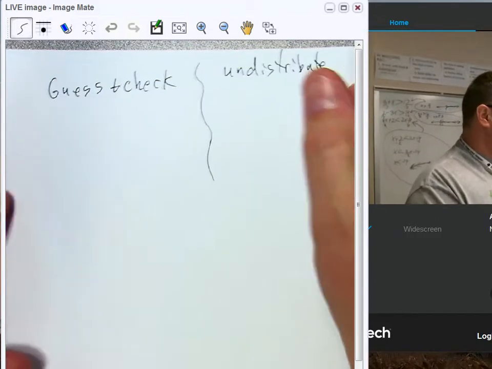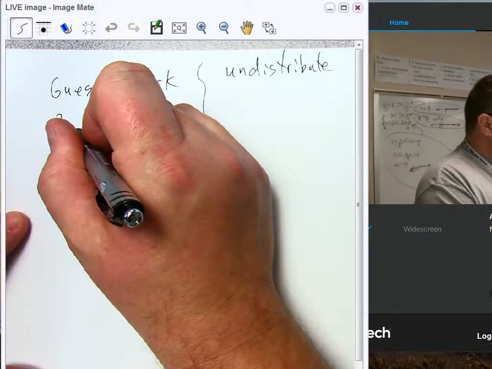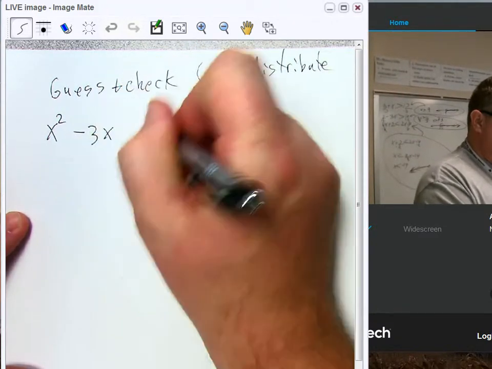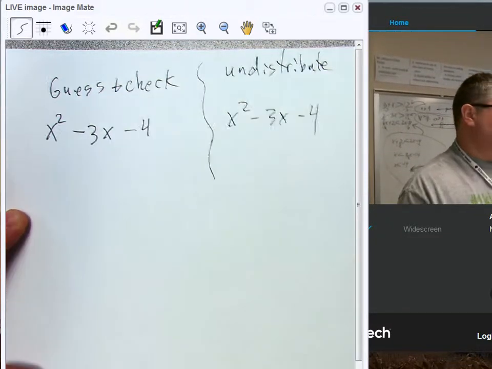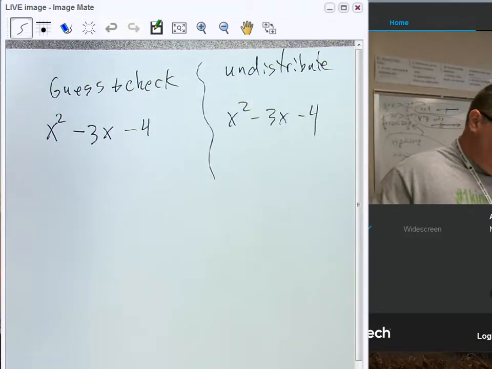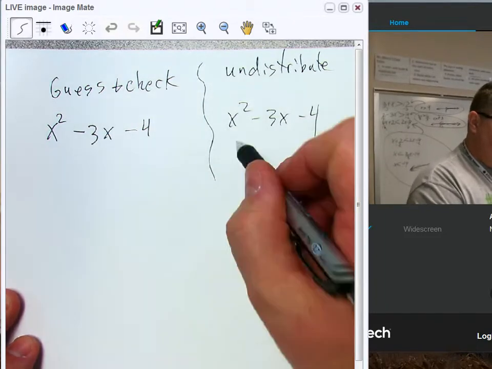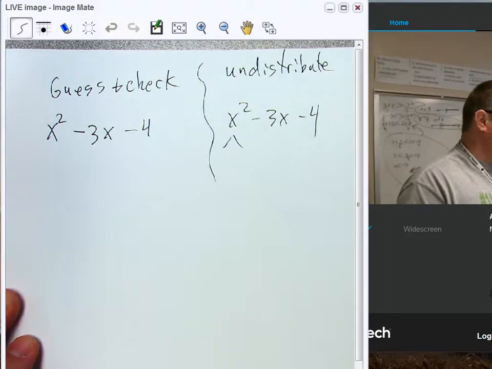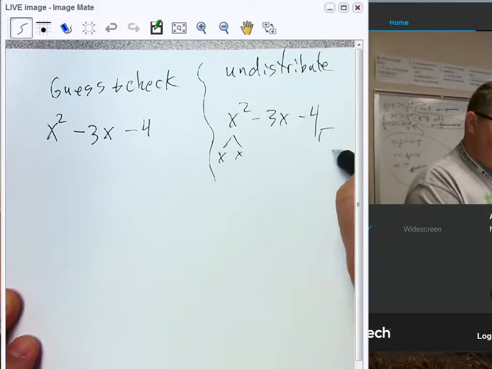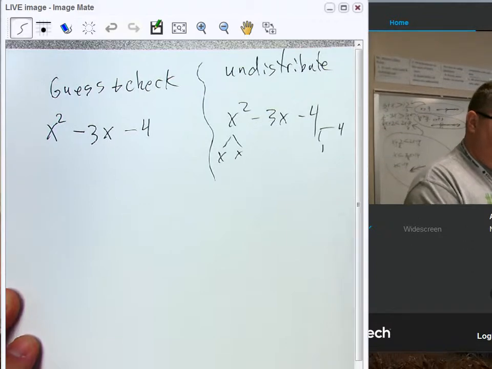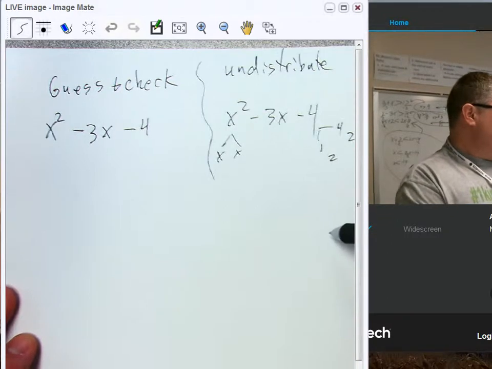Now, let's do the same problem, but let's do it 2 different ways. Let's go x squared minus 3x minus 4. We're going to do the same problem. We're going to do it both ways, right? Here we go. First of all, let's break this up. What do the x's break into? x and x. What do the 4s break into? 1, 4. 1 and 4, 2 and 2. But if I did 1 times 4, or I did 1 plus 4, what would I get? 5.